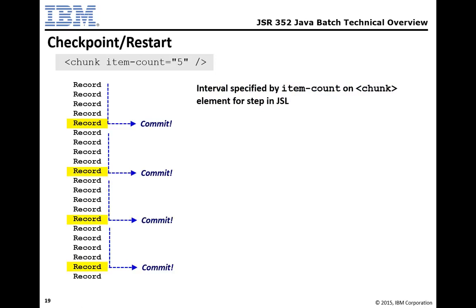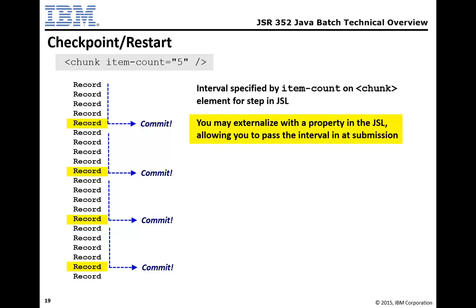As the batch container iterates by invoking the item reader and item processor, it keeps count of the number of records processed. When the item count is reached, it processes a commit, and the updates are written out by the item writer. This item count value may be externalized as a property, which may be set in the JSL, or passed in as an override variable at the time of job submission.